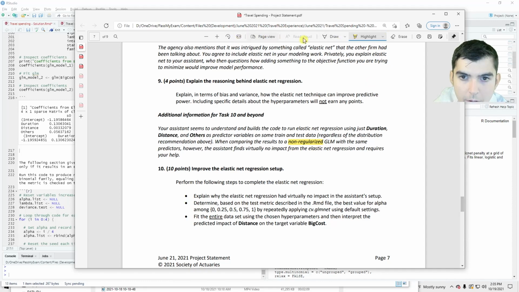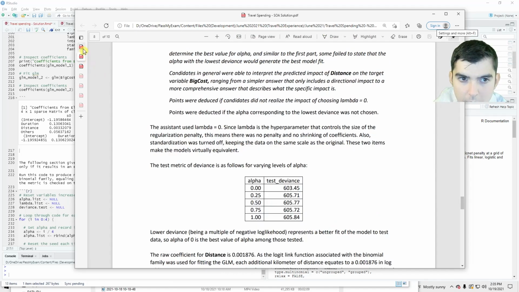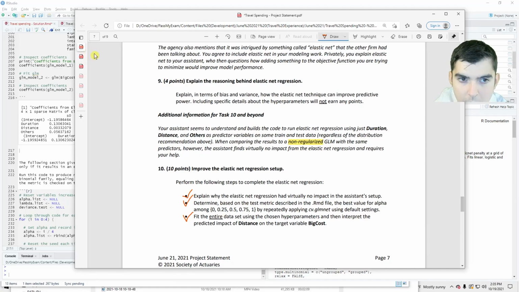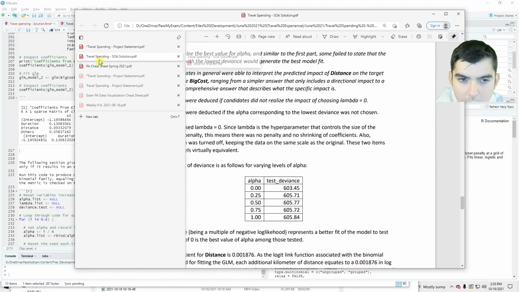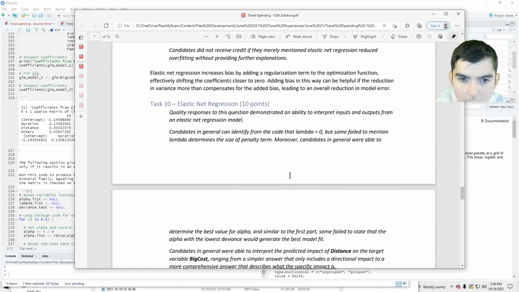So now we've done these 3 parts. And let's look at the solution. They say quality responses to this question demonstrated an ability to interpret inputs and outputs from an elastic net regression model. Candidates in general can identify from the code that lambda is 0, but some fail to mention lambda determines the size of the penalty term. Moreover, candidates in general were able to determine the best value for alpha. And similar for the first part, some failed to state that the alpha with the lowest deviance would generate the best model.